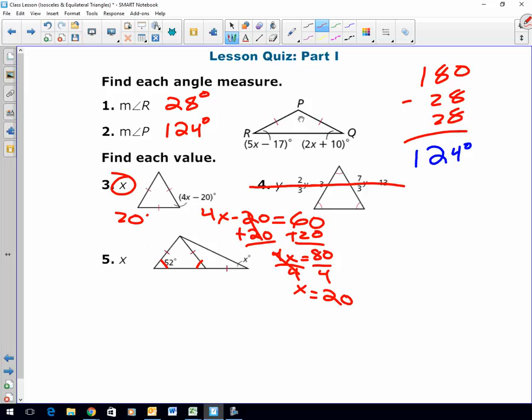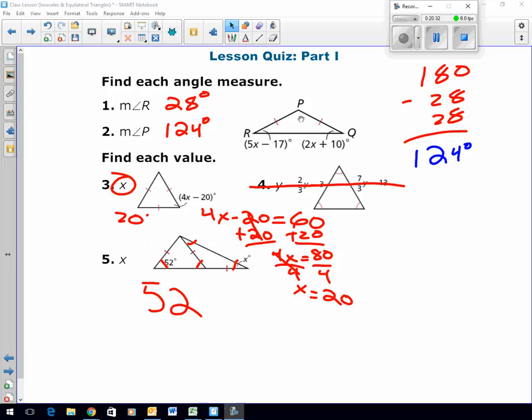If this angle is congruent here, on this particular triangle, these two angles are also congruent. So if those two are congruent, what would X equal here? Okay. Any questions on that? Yep, yep.